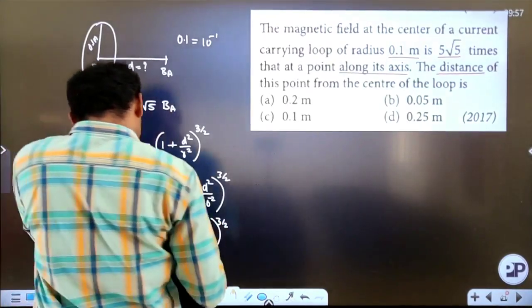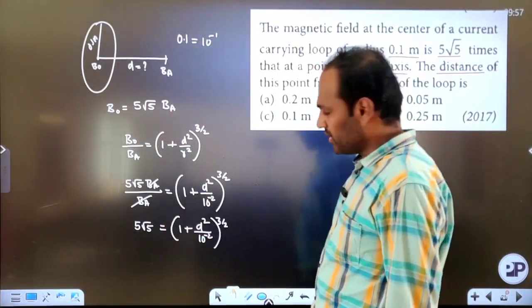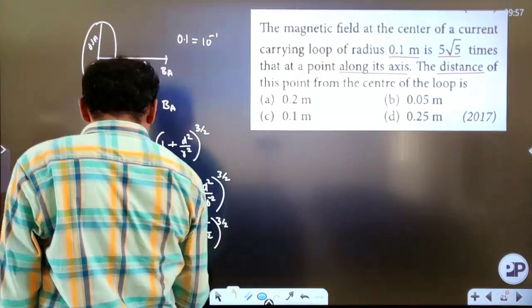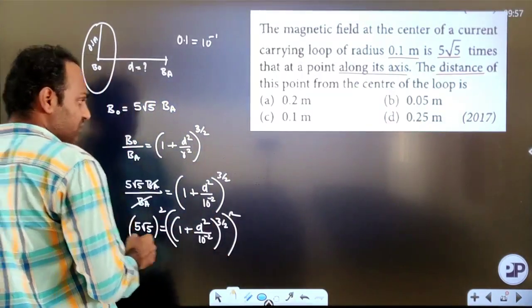Okay, now we have to simplify this and find d. We have to find out d. So what I will do? I will square on both the sides. Squaring on both the sides. Square this side and square this side too. So squaring on both the sides, what I will get?